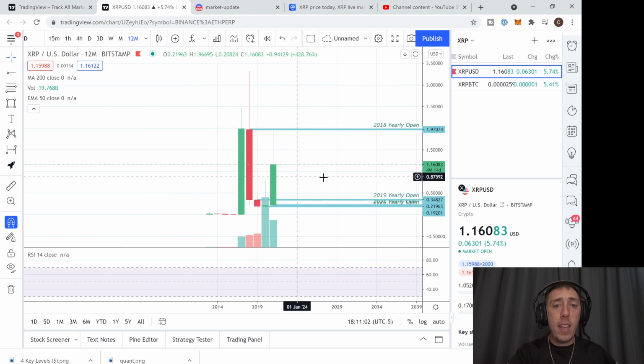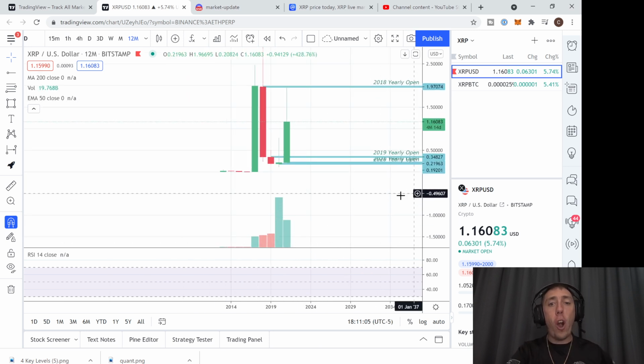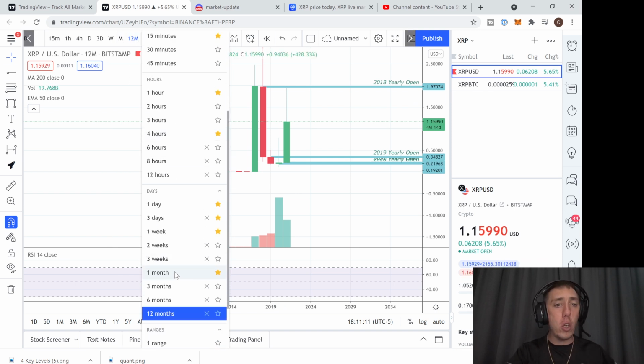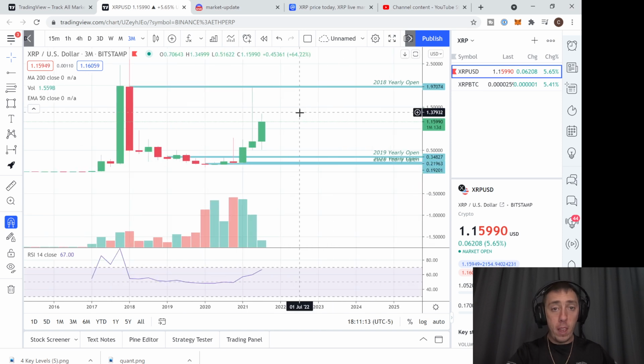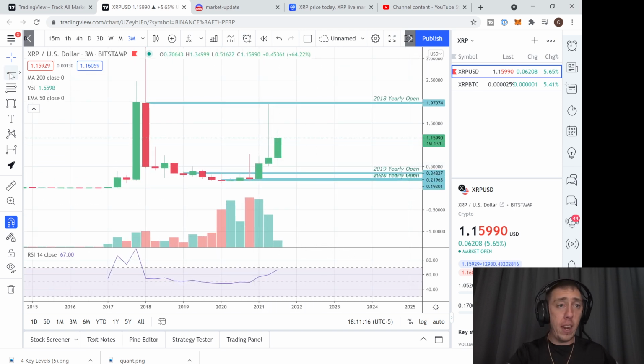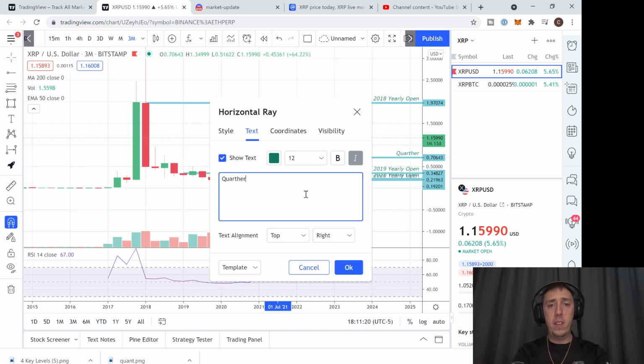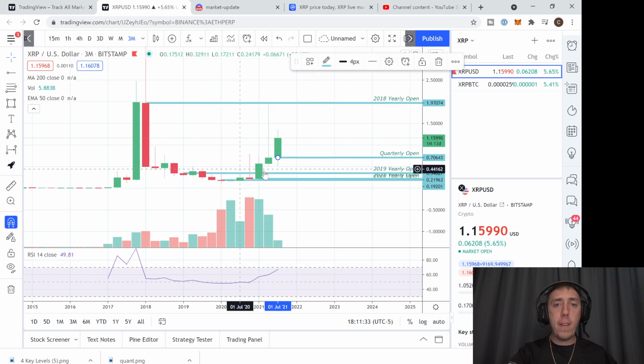Now, anything to notice on this chart? Not too much, honestly. There's really not much we can get from this chart. So we're going to go ahead and go to a lower chart, which will be our quarterly chart, the 3-month chart. On this chart, I do want to annotate the last quarter, the quarterly open. And that is all I'm going to do. Nope, can't change it. Quarterly. It's funny. Quarterly open. All right, fantastic.